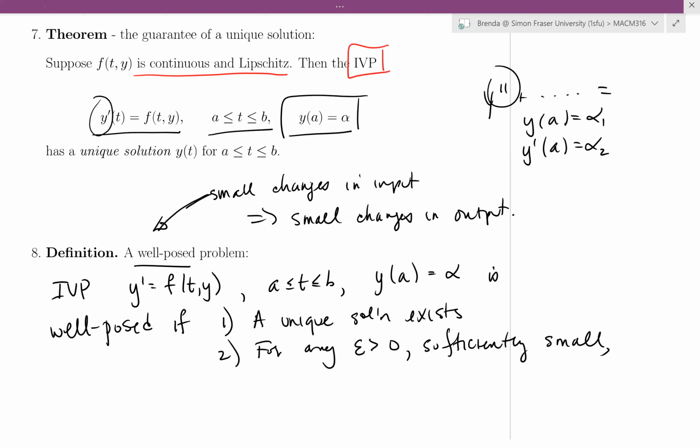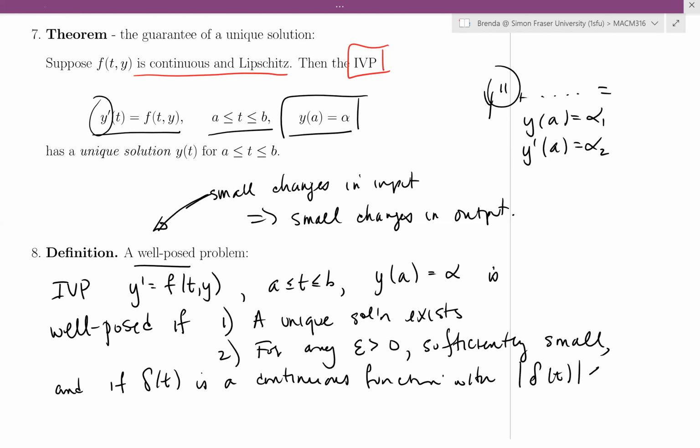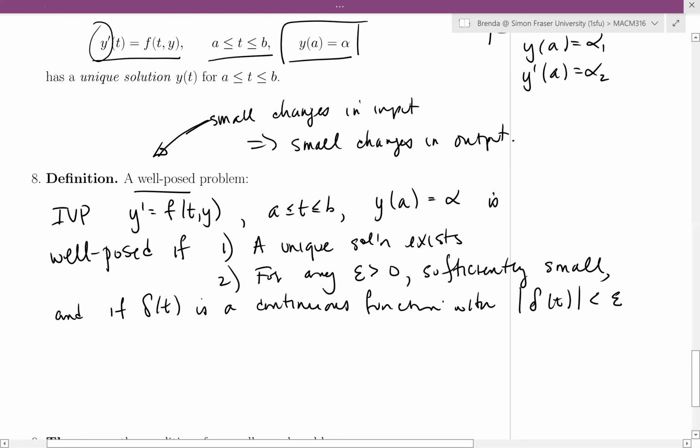And if delta of t is a continuous function, if the absolute value of delta of t is less than epsilon, so this is your sort of jittering around, your noise, your small change to your input, and there is some other number, gamma, less than epsilon.